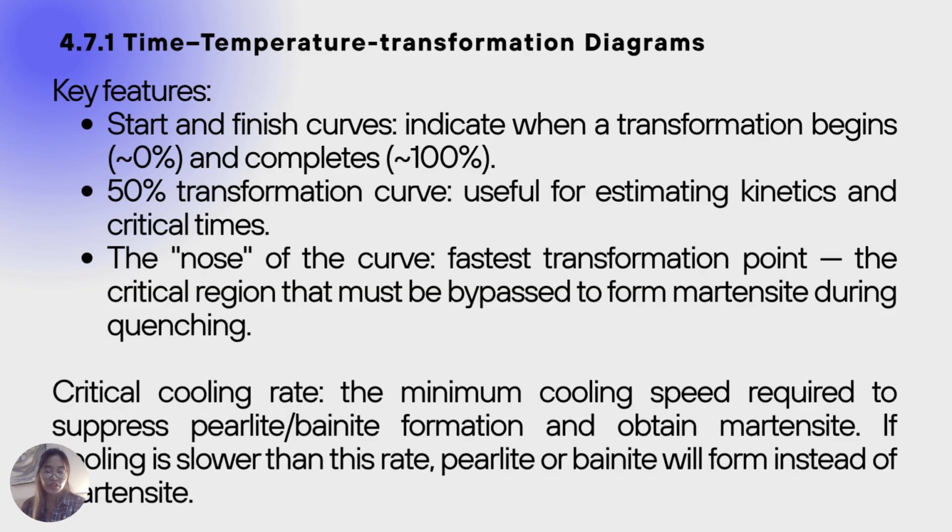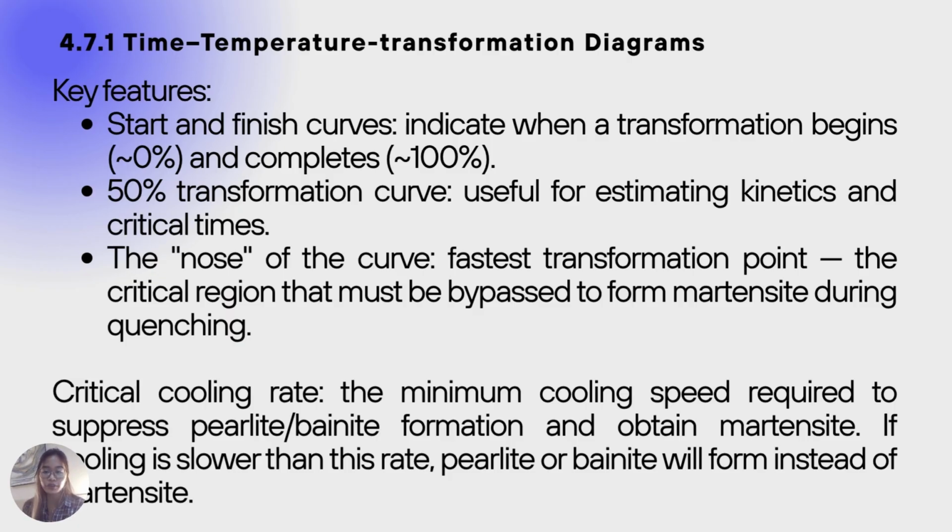From start to finish and 50% curve. The start of the curve shows when transformation begins, roughly at 0%. The finish curve shows when transformation is complete, around 100%. Between these two is the 50% transformation curve, which is useful to estimate how fast transformation happens at each temperature. The nose of the curve is the most important feature of the whole TTT, the point of fastest transformation.